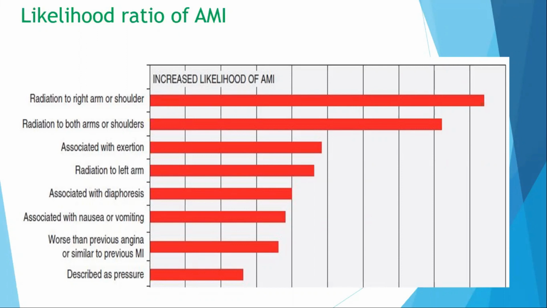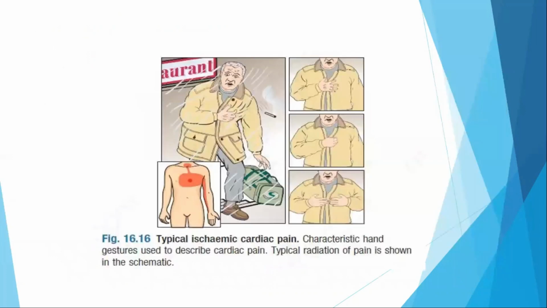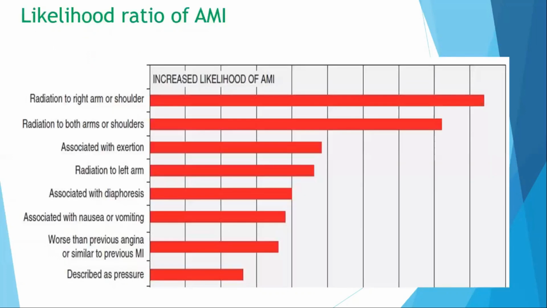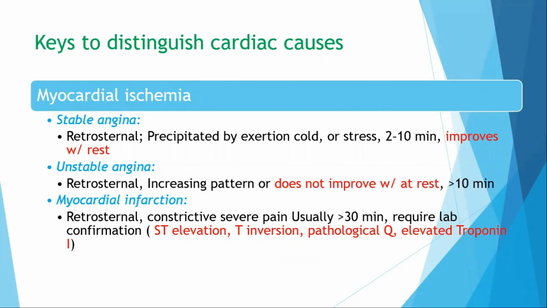Radiation to the left arm, associated with diaphoresis, associated with nausea or vomiting, worse than severe angina or similar to previous MI, and described as pressure. It is graded as 0 to 5, and it shows the likelihood ratio of increased acute MI. And this picture shows the decreased likelihood of acute MI. These are inframammary location, reproducible with palpation, described as sharp, described as positional, and described as pleuritic. Key to distinguish cardiac causes.